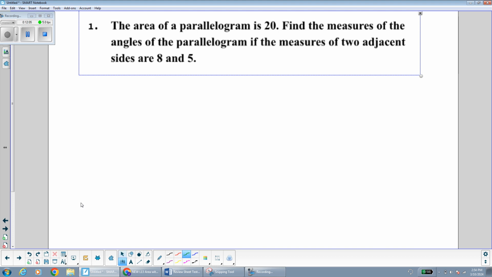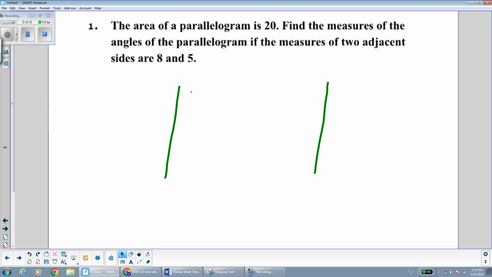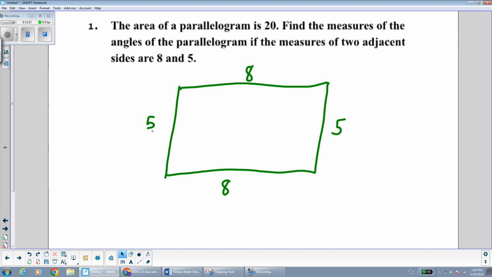Moving on to the next example over here, we have a parallelogram whose area is 20. And it tells us that the sides of the parallelogram are 8 and 5. And that means that this side is 8 and this side is 5, because opposite sides of a parallelogram are congruent. We can put a diagonal in, and now we have two triangles. And since these are two exactly the same triangles, since opposite angles of a parallelogram are also congruent, the area of each triangle would be half of the 20, which is 10.